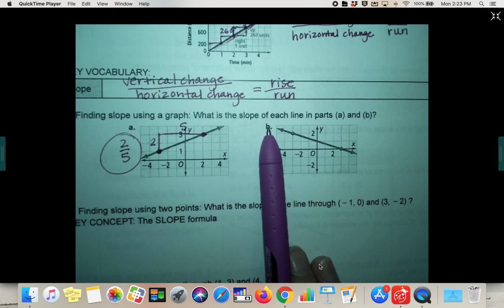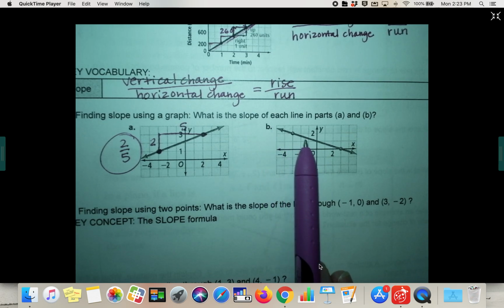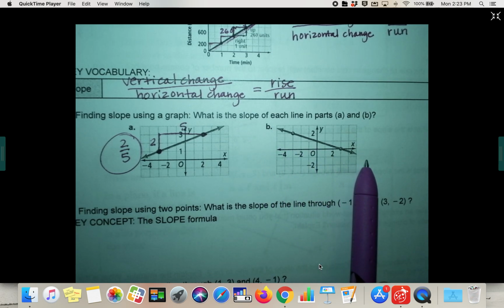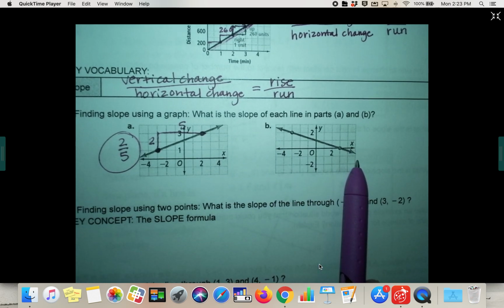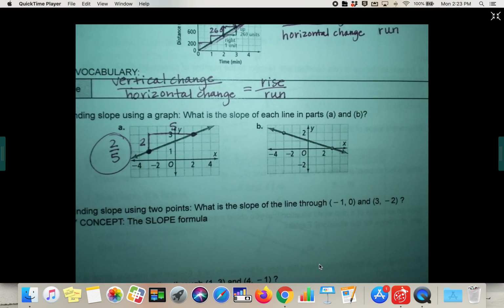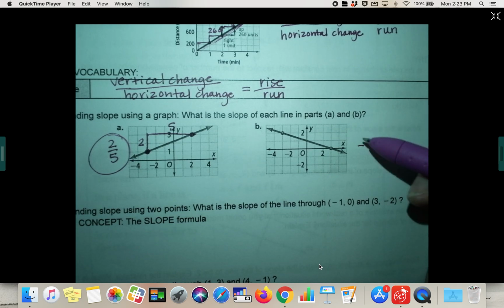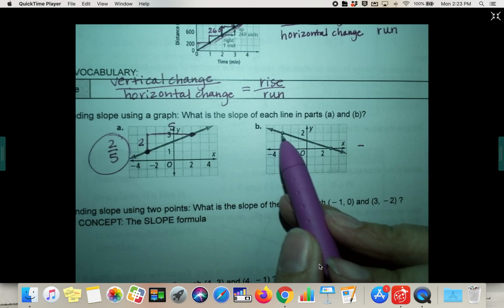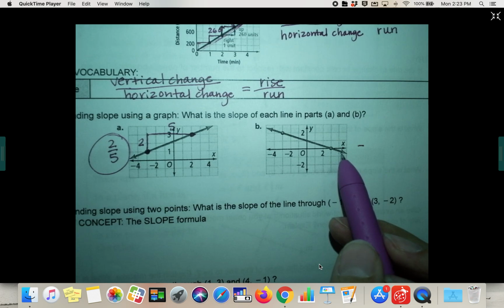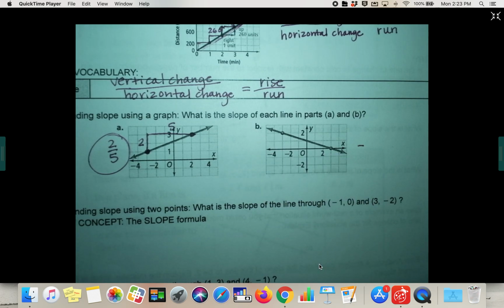But from left to right, this graph is actually falling. It's like a stock market that's falling. This is bad. So this is going to be negative. So before I even count my rise over run, I want to put a negative off to the side, because I know this is going to be negative. I can tell that my slope is going downhill as you read it from left to right.